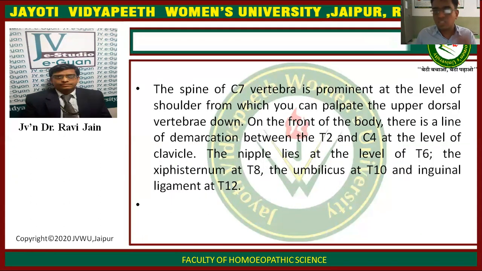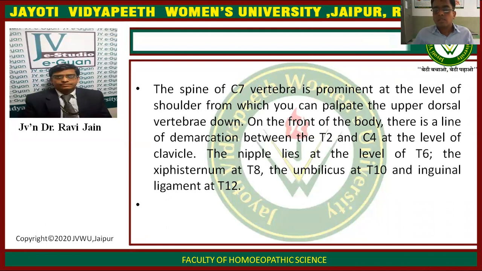The spine of the C7 vertebra, that is cervical 7, is prominent at the level of the shoulder. So the prominent spine is C7. You can feel that particular spine with the tip of your finger at the level of the shoulder, from which you can palpate the upper dorsal vertebrae downwards. So from C7, you can palpate downwards.